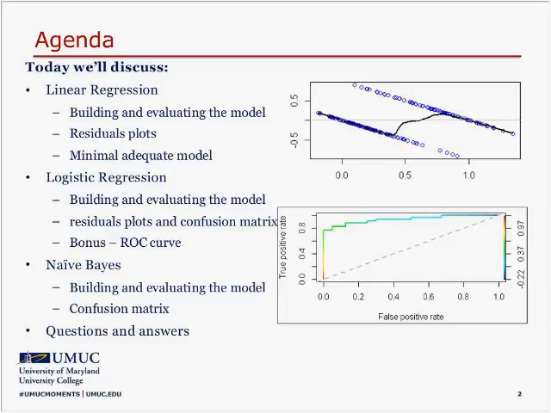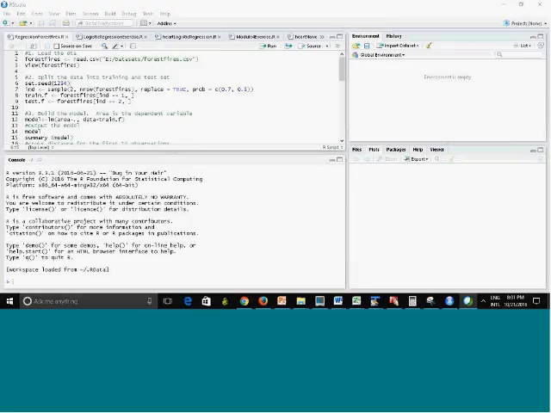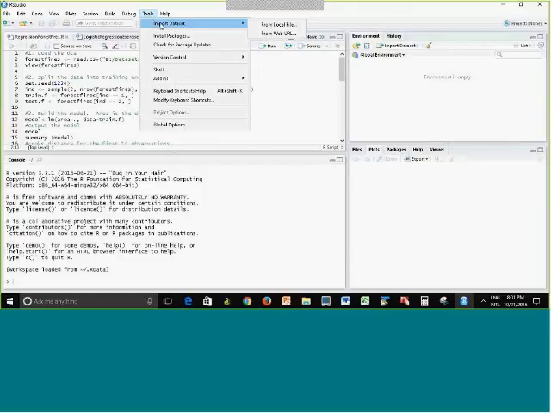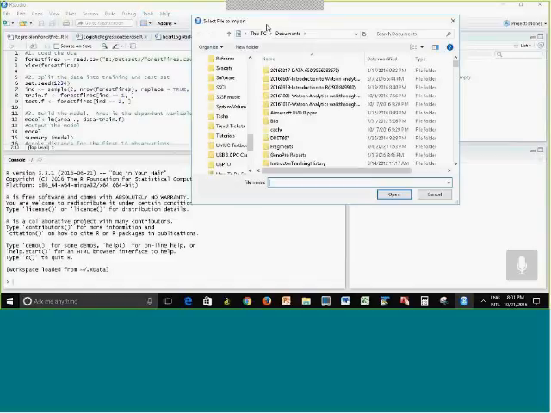I'm going to share my screen. So here is RStudio, and we're going to get started with the linear regression, and I'm going to be looking at the data set called forest fires. So let me go ahead and import the data set. Of course, I can do it programmatically just by running the command, but I'm going to show you how to use this interface. To import, I use Import Dataset, and I'm going to select From Local File.